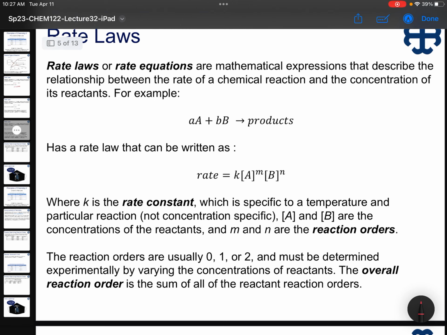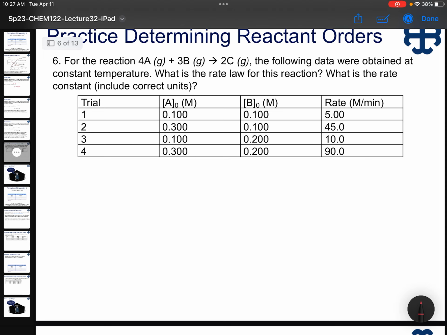Okay. And again, those are typically 0, 1, or 2. And a key thing with them is they must be determined experimentally. And we do that by varying the concentrations of reactants and measuring how the rate changes. Then we have what we call the overall reaction order, which is the sum of all of those reaction orders. So essentially, in this case, m plus n.